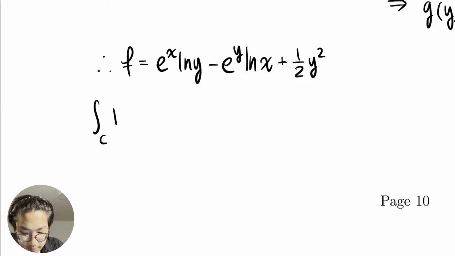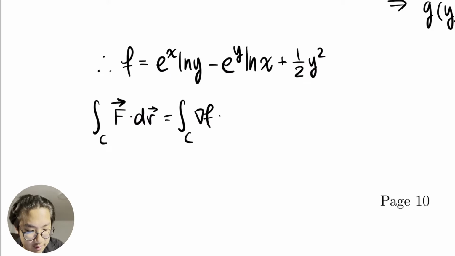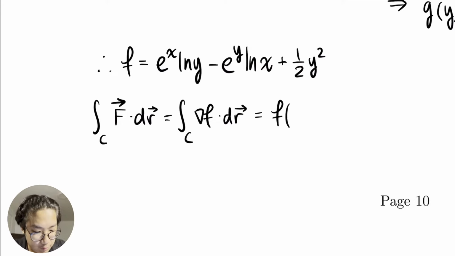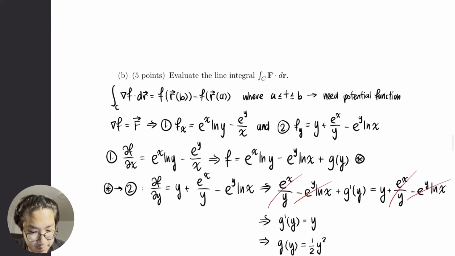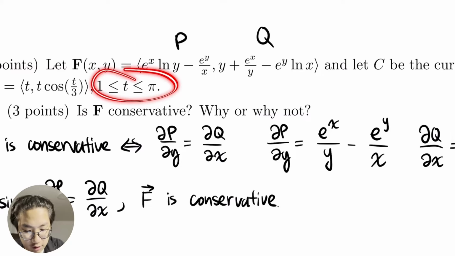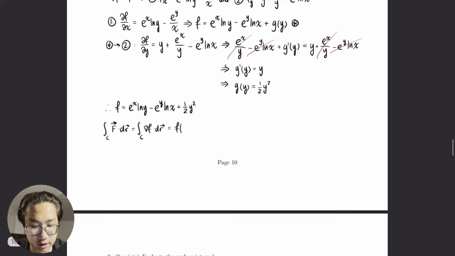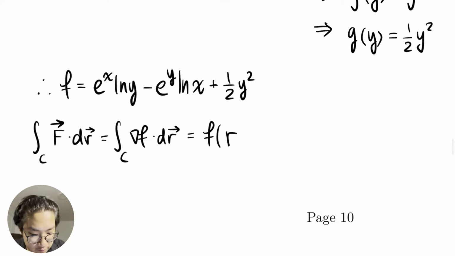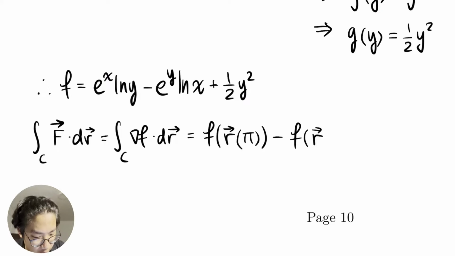So we can then conclude the following. The integral over c of our vector field f dot dr is first of all equal to the line integral over c of the gradient of f dotted with dr. And now we're making use of FTC for line integrals. So this is equal to f of, again, our A and B are given to us right over here. We start at 1 and end at pi, so pi is our B, 1 is our A. So we have f of r of pi minus f of r of 1.